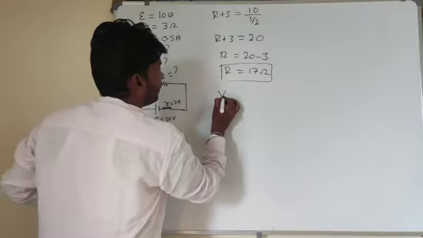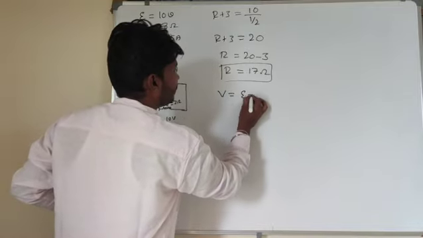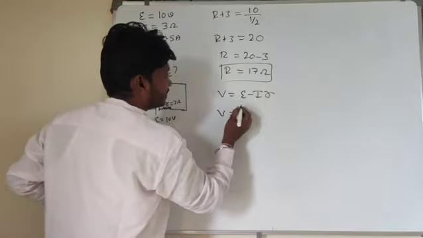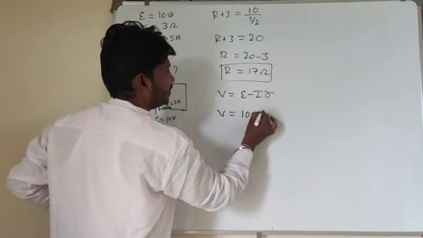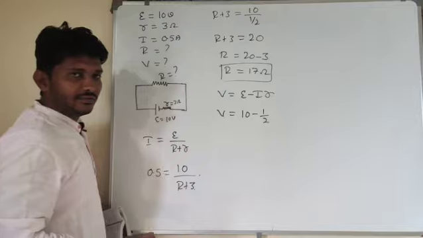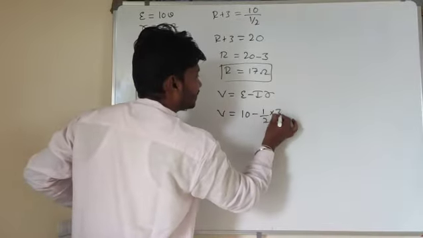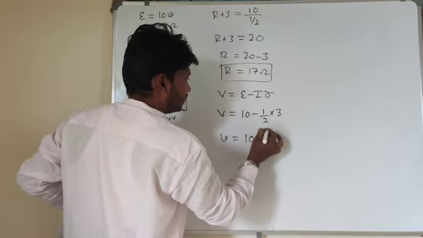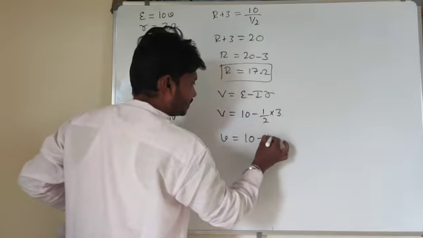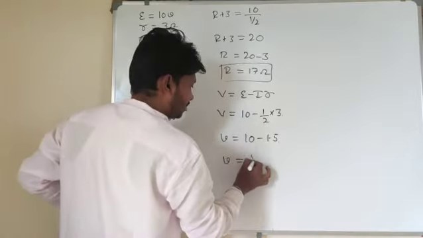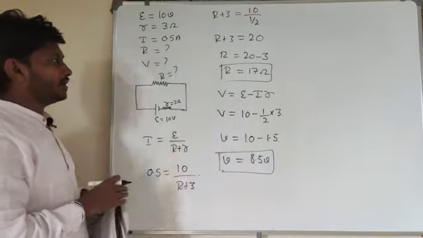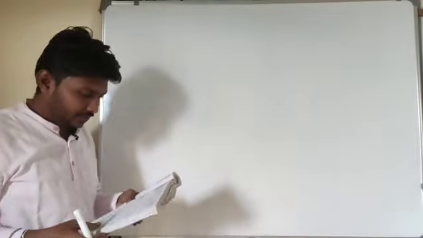Now the terminal potential difference. So V is equal to, shall I use this formula? E minus I into R. So 10 volt, current is 0.5 and internal resistance is 3 ohm here. So 3 by 2 means 1.5. Terminal potential difference value is 8.5 volt here. So hope you understand. The next question.